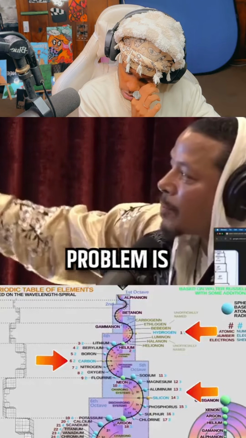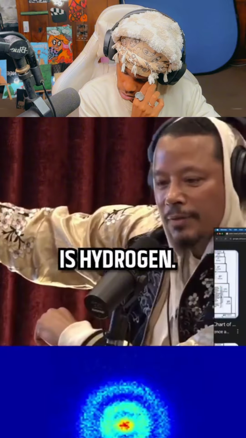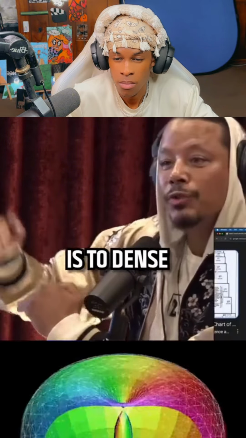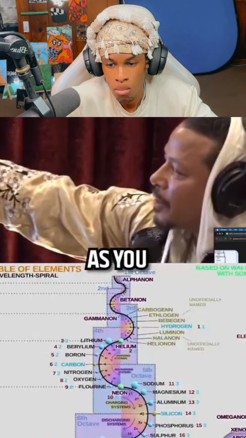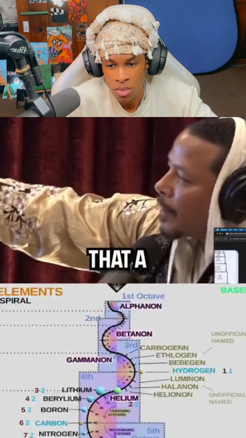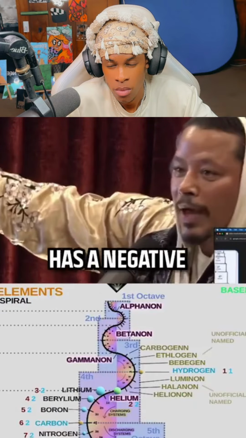It's only one substance. Now the problem is the first thing that we're able to perceive is hydrogen. That's the first visible element, because before it is too dense for us to perceive. You understand what I'm saying? As you reach into the next octave, the carbon octave, they call that a bisexual tone because carbon has two tones to it. It has a negative side and a positive side.